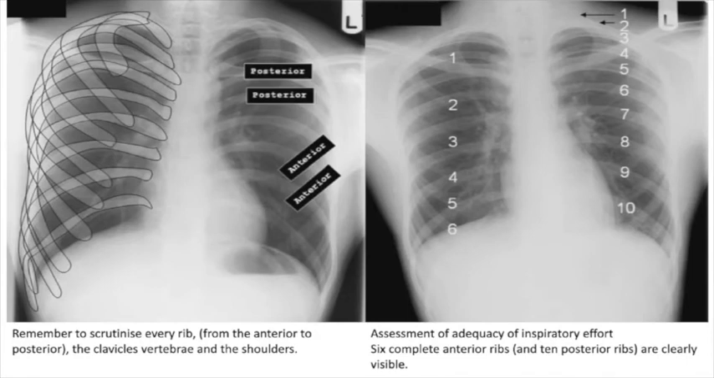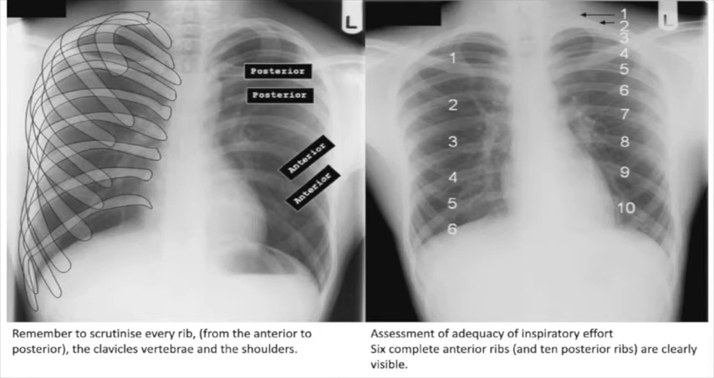Now, how do you know whether the inspiratory effort was good or not? You simply count the ribs, just like that. You have to count the ribs. In any X-ray you want to see, you have to see at least 6 anterior ribs and 10 posterior ribs.